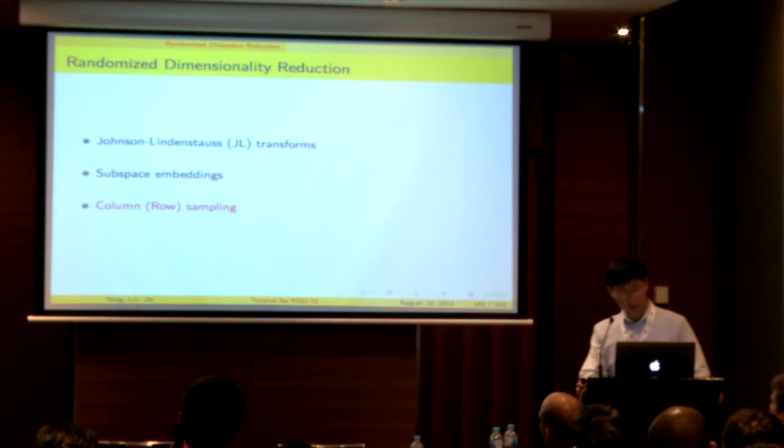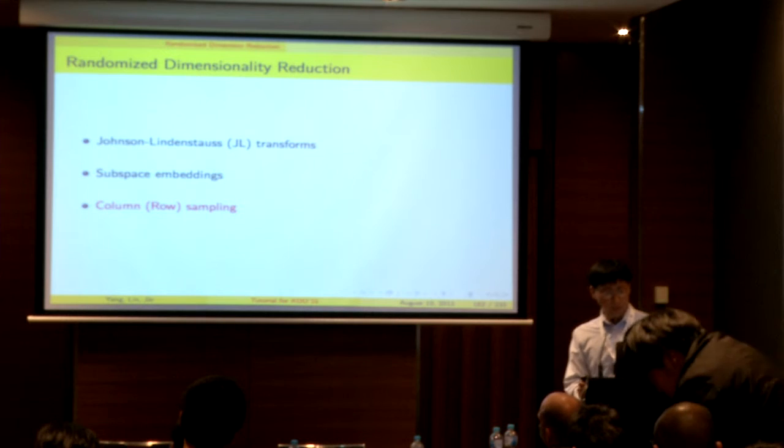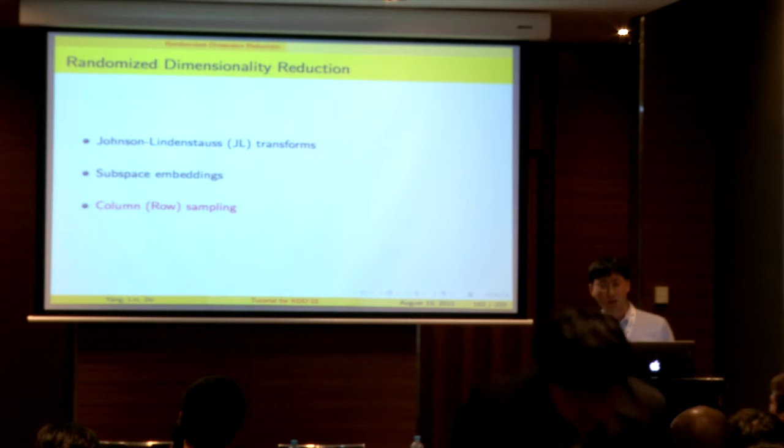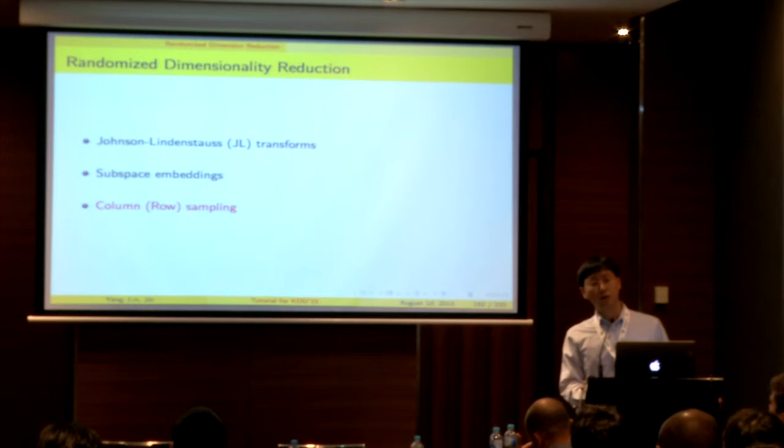Okay, so that is two kinds of transforms. Next I will talk about another transform. For the first two parts, you will see that the transforms are generated independent of the data. So next I will talk about randomized reduction that depends on the data.